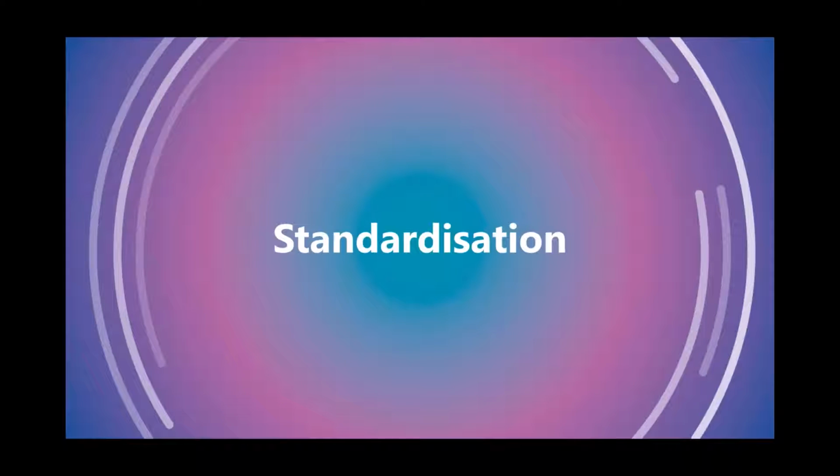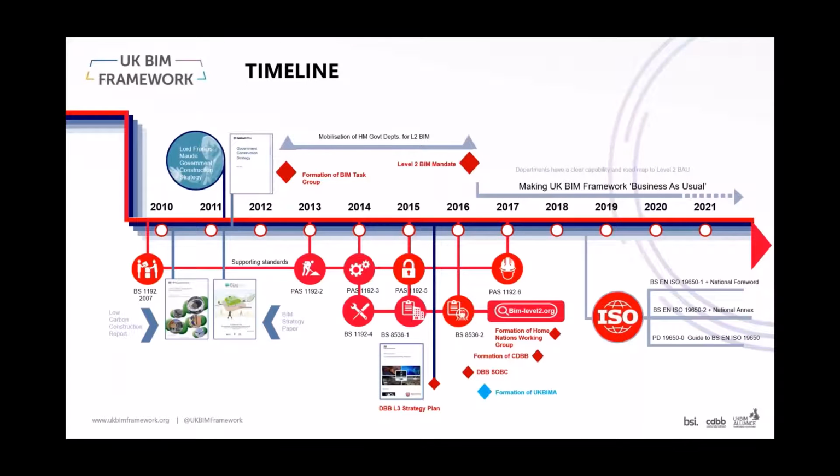And standardization has been happening for some years now. Within the built environment, there was a real stir back in 2010 and 2011, where within the government construction strategy, a BIM mandate was talked of for April 2016. And in the build up to 2016, a series of standards were developed, the 1192 suite, to support managing information better within the built environment.